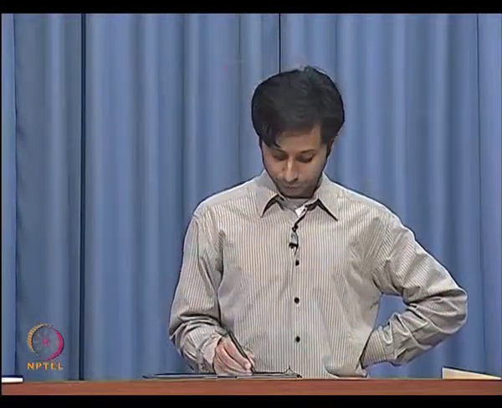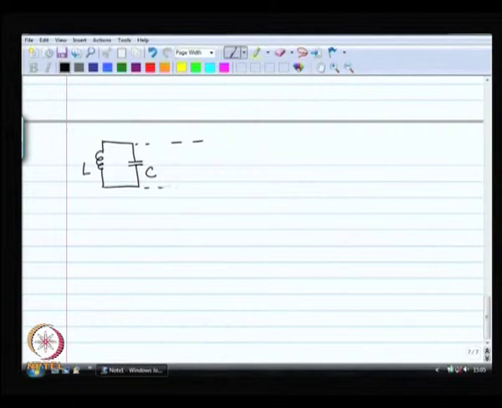And if you observe the voltage across these 2 points, you will see that the voltage is a sinusoid, some sort of cosine. Okay. At what frequency? At the resonant frequency. The resonant frequency is 1 by 2 pi square root of L C.